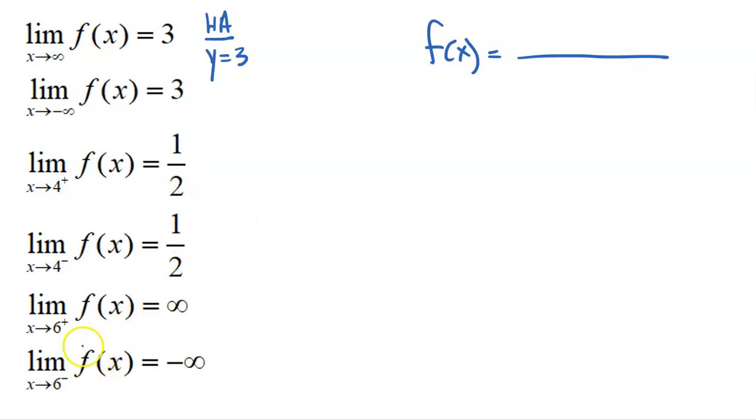Now, let's jump down here. As I approach 6 from the right side, that's this little plus sign, and from the left side, that's a little minus sign there, I go towards infinity or negative infinity. That's what happens at a vertical asymptote. Remember, when you approach a vertical asymptote, in which they're telling me that vertical asymptote is at x equals 6, from the right side, I go towards infinity. From the left side, I go towards negative infinity. That is a sign with limits that I have a vertical asymptote.